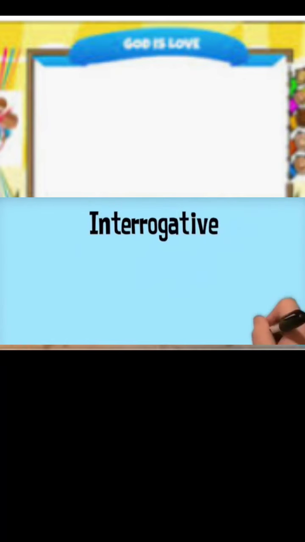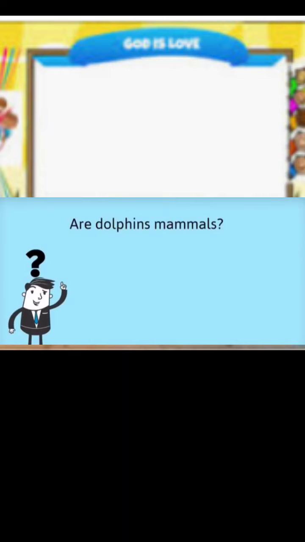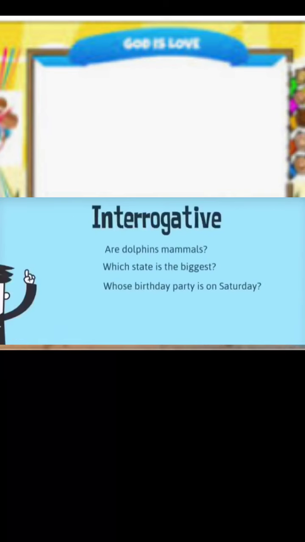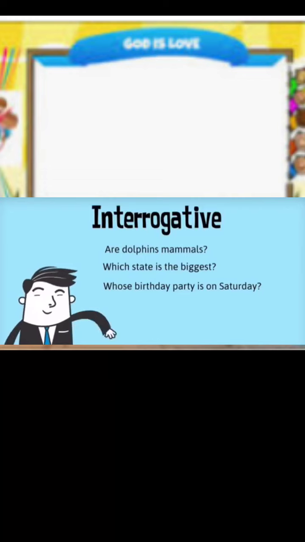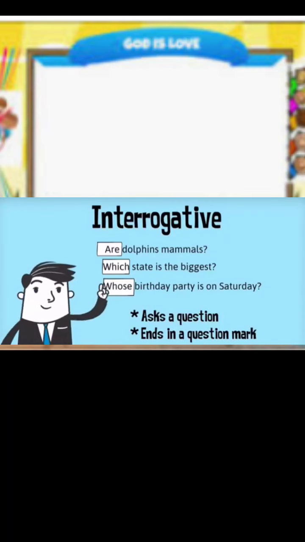Next is interrogative sentences. Interrogative sentences ask a question to find out something. Here are some examples of interrogative sentences. Are dolphins mammals? Which state is the biggest? Whose birthday party is on Saturday? Each of these interrogative sentences asks a question. Did you notice the question words? Are, which, and whose? Remember that all questions must end in a question mark.